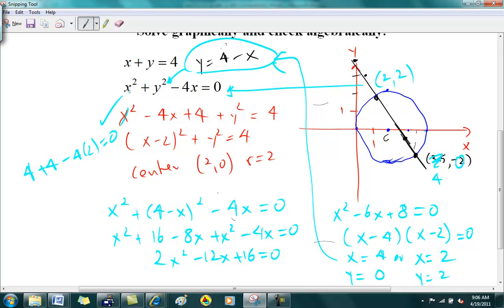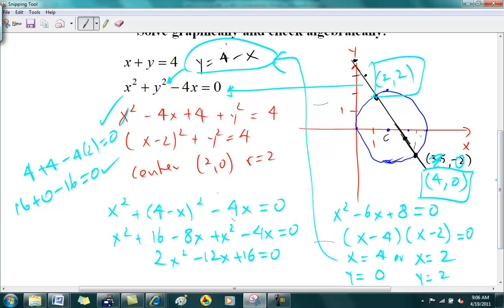Okay. How about (4, 0)? So remember, this is (4, 0). Come back and plug it into this bottom equation, and I get 16 plus 0 minus 16 equals 0. So that is indeed true. Okay, so both of these work.